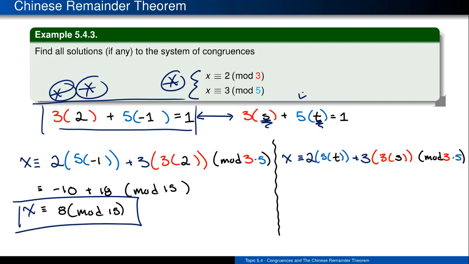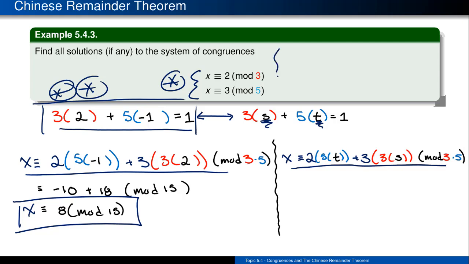So I want to start to think about removing things. The first thing that I'm going to remove is knowledge about what s and t have to be. So here's the idea: my general solution of my x is actually going to look like this. So it's 2 times 5 multiplied by whatever that t has to be. Likewise, that second component is going to be a 3 times a 3 times an s. In this case, my s happened to be a 2.